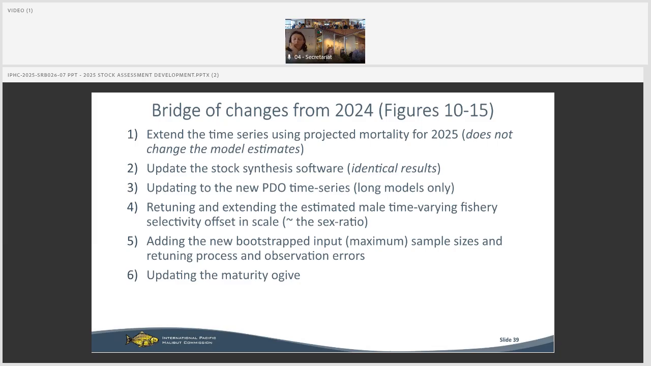Then we added the bootstrapped, the new maximum input sample sizes, and retuned the process and observation errors with that new cap on the sample sizes. And then finally, to really highlight it, we've added the maturity as the last step in the link. So we can show that. And I've also got a variety of sensitivities, so I'll show you several of those things, particularly the PDO and the maturity.